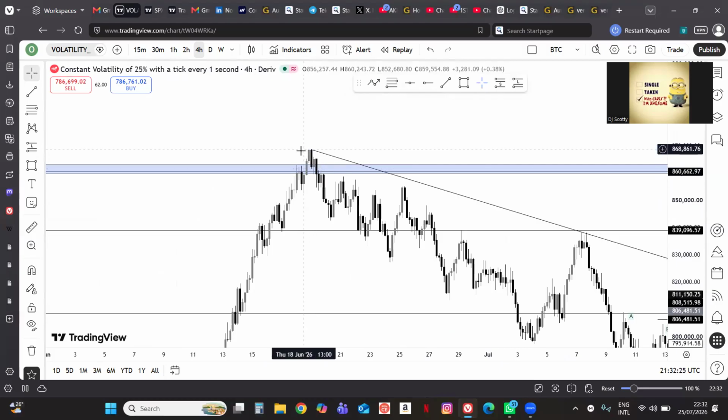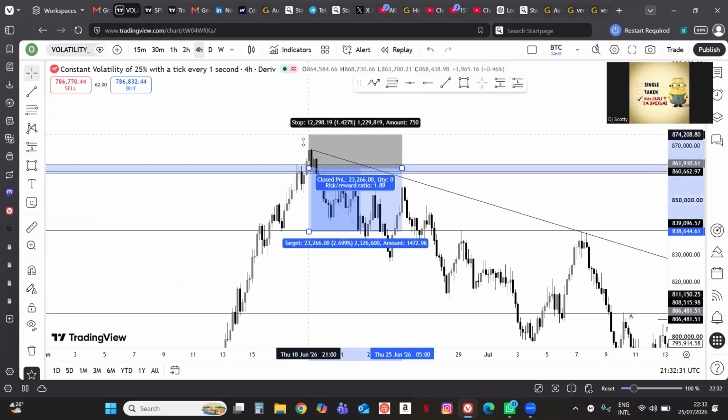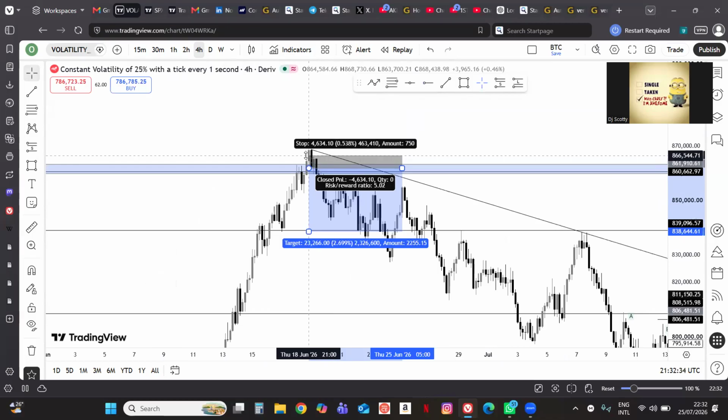The stop loss on this is very, very slim, you can see how slim this stop loss is. It is extremely small.